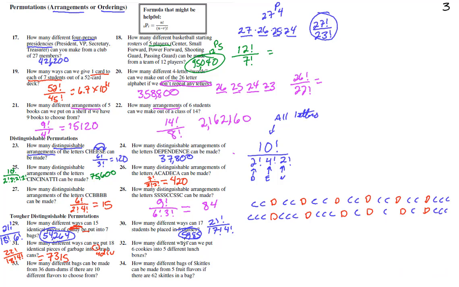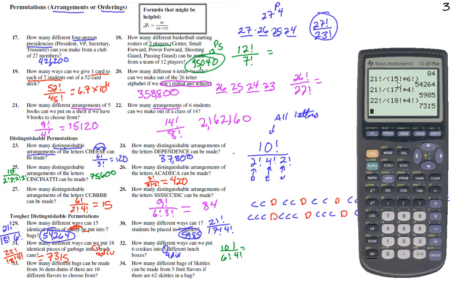Number 32, how many different ways could we put 6 cookies into 5 different lunch boxes? Now here's one I can kind of write out, so if you've struggled seeing where we got this information from, it's going to be, again, 5 different lunch boxes. That's 4 dividers, and so that gives us 6 plus 4 is 10 factorial over 6 factorial 4 factorial. And so let's punch out that information, and then let's draw out a few of those options.